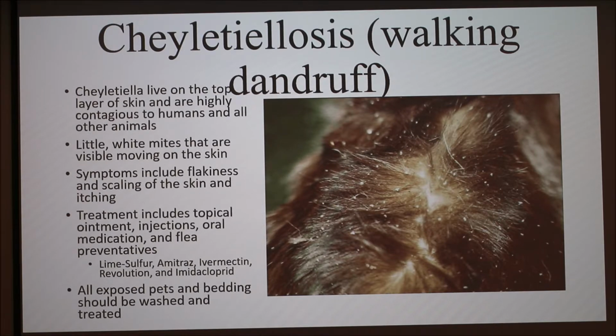Symptoms include that flakiness and scaling of the skin and itching. Treatment includes topical ointment, injections, oral medication, and flea preventatives, such as lime sulfur, amitraz, ivermectin, Revolution, and imidacloprid. And all exposed pets, again, and bedding should be washed and treated. And with this, since they're a lot like fleas, you can actually use flea bombs and sprays to help get rid of them as well.